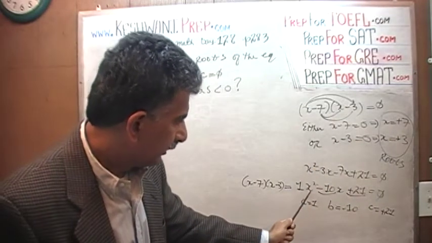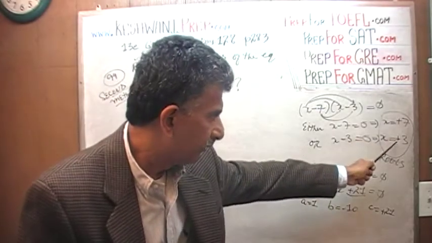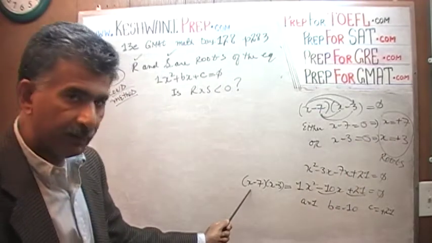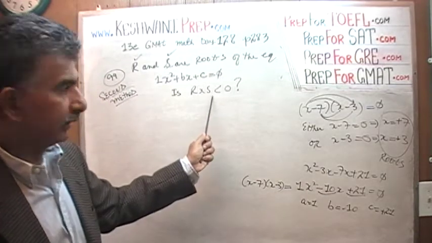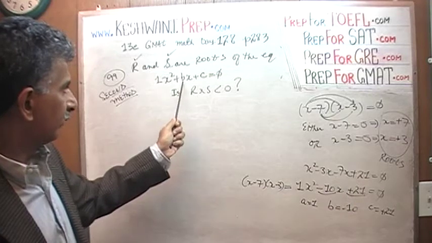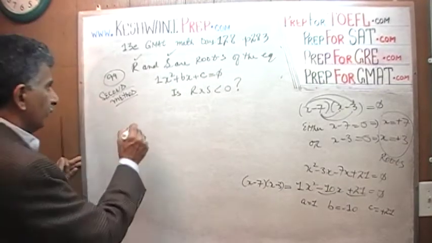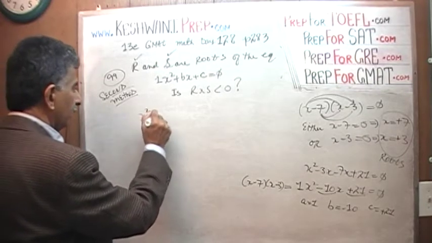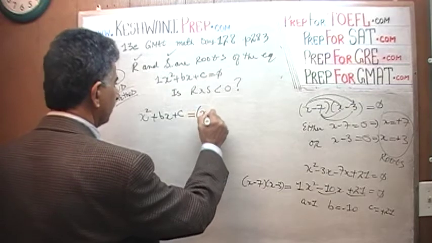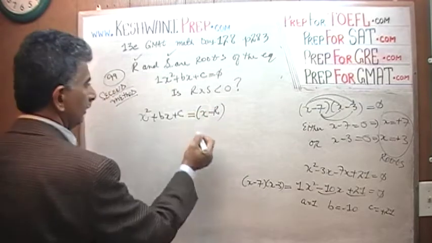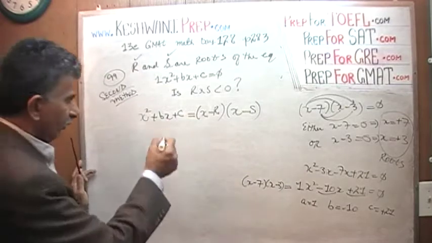X squared minus 10x plus 21. The roots of this equation are positive 7 and positive 3. Therefore, this equation can be written as x minus 7 times x minus 3. Which is exactly what we're going to do here. The roots of this equation, x squared plus bx plus c, we are told are r and s. Therefore, x squared plus bx plus c can be written as x minus r, the first root, times x minus s. Let's open this thing.